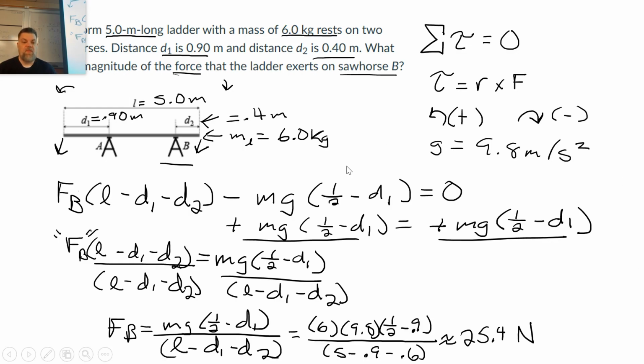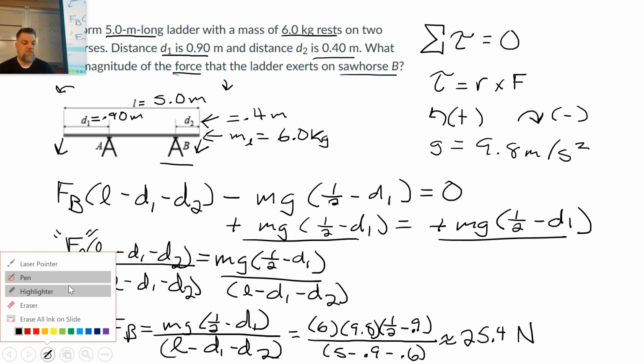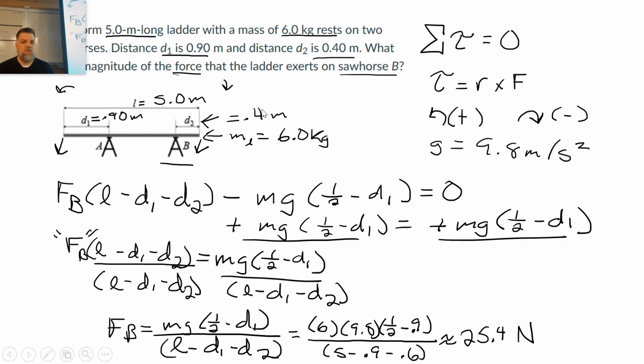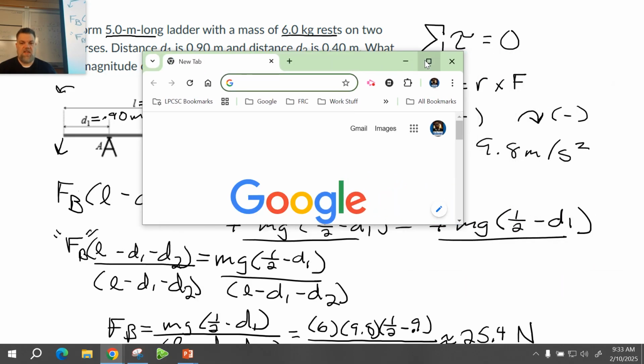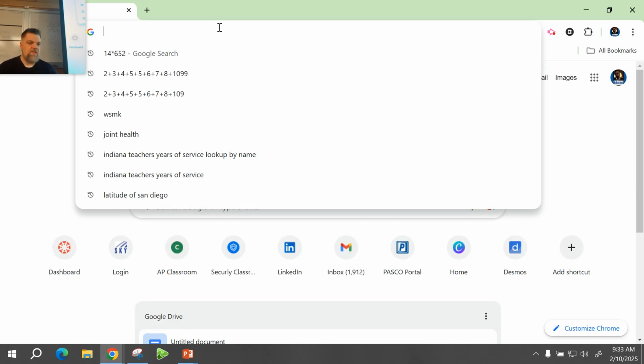Oh, you know what? I screwed up. We've got to do 1/2 of the 5 meters. Let me just plug this in the calculator to make sure I did everything right. We probably will need to go back. I think it's supposed to be 5/2.